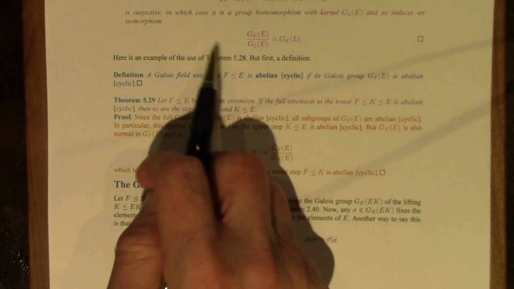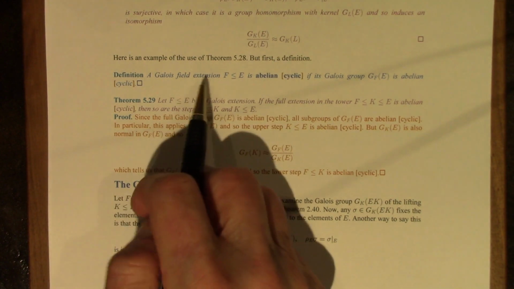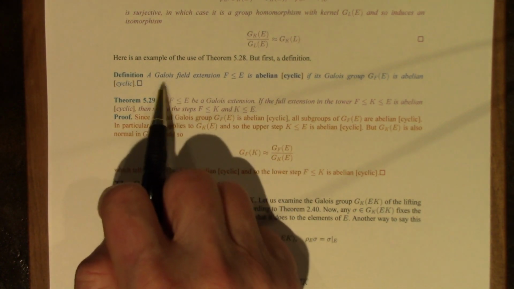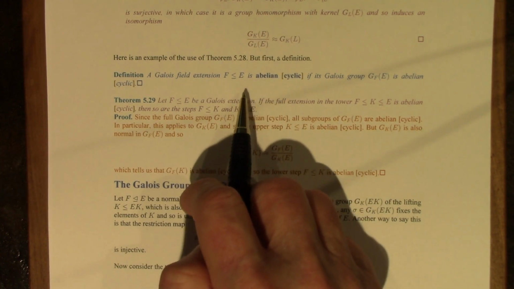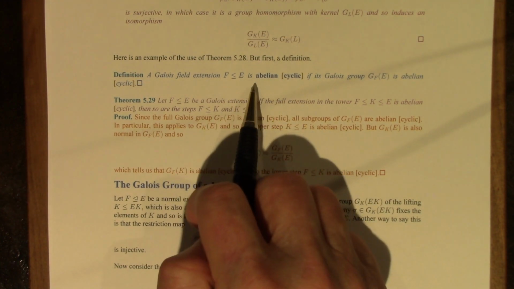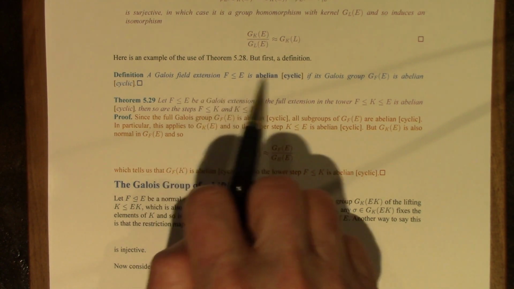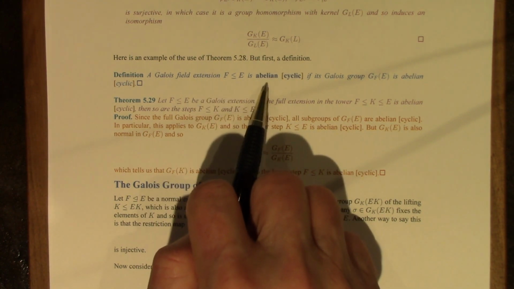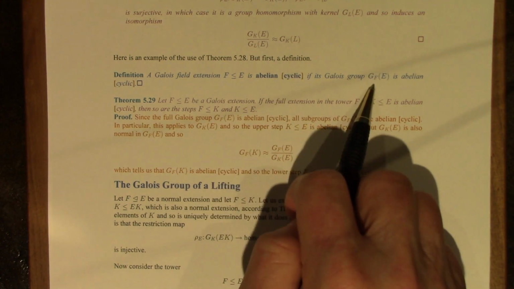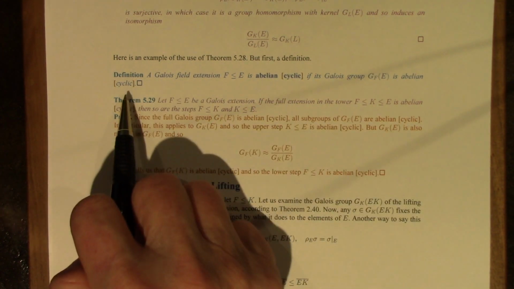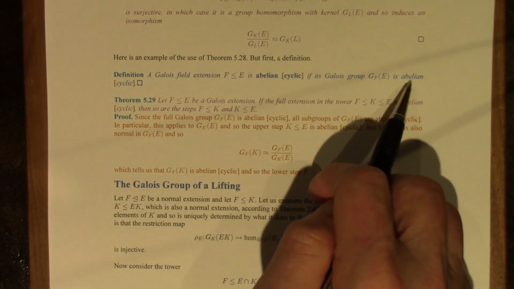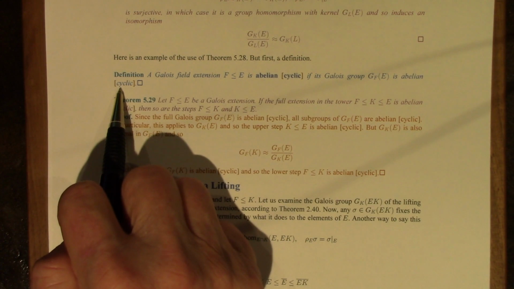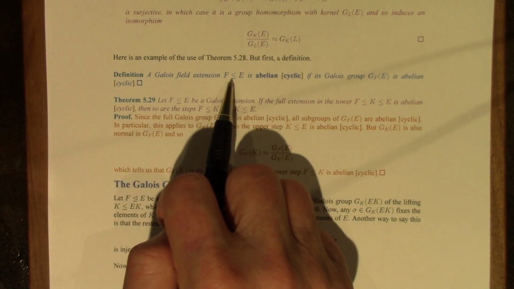Here's an example of the use of the third part. We need a definition, a Galois field extension. This is a very important definition, by the way, for us later. A Galois field extension is abelian or cyclic if the Galois group is abelian or cyclic. So it's a pretty straightforward definition. We're just borrowing some group theory terminology and sticking it on the extension, just as we did with normality.